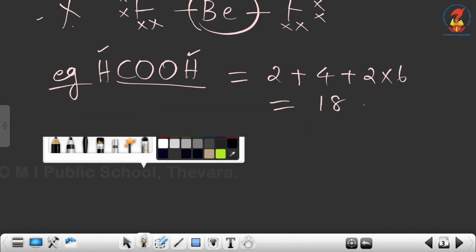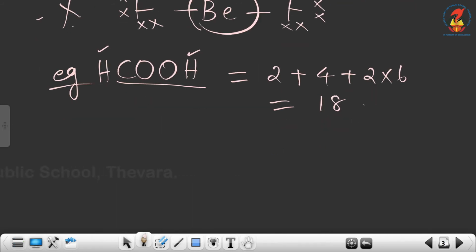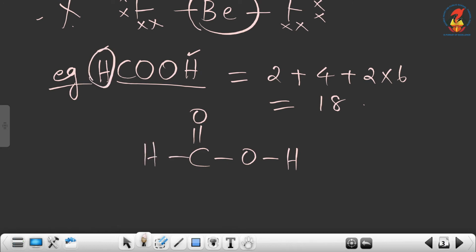Now the structure of COOH you have learned in class 10. C double bond O, single bond O, OH. Now we have one more hydrogen, so that will be here. Now you check the oxygen.